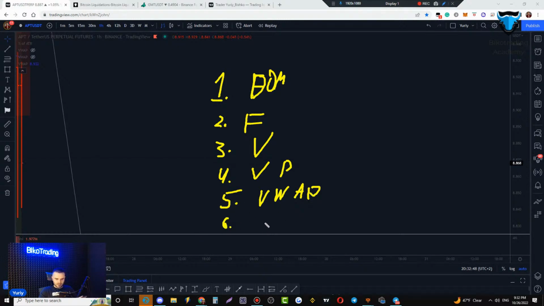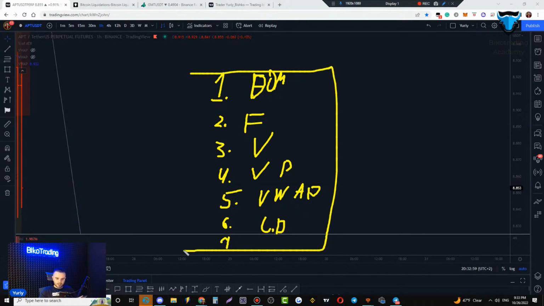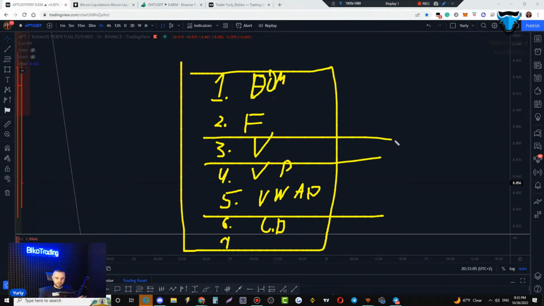Six, it is cumulative delta, but cumulative delta, it's only for advanced people. That's enough for beginners. Honestly, for beginner, volume profile and VWAP and volume, I would start for beginner from volume profile and VWAP. After that, I would go to DOM, footprint, and only after that, cumulative delta, something like that.